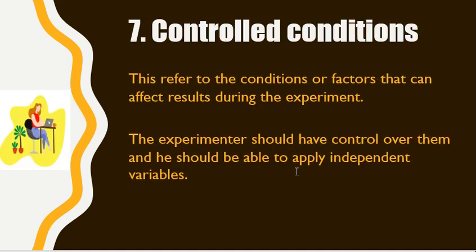Now, number seven, the seventh stage of the experimental design: the controlled conditions. This refers to the conditions or factors that can affect results during the experiment. The experimenter should have control over them and he should be able to apply independent variables.